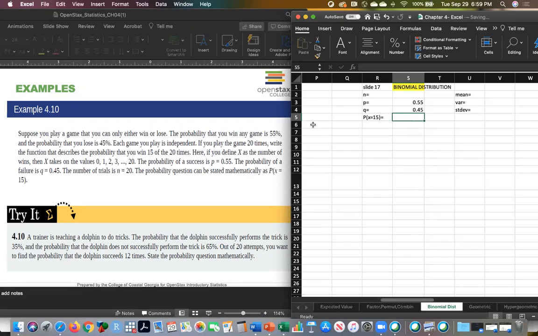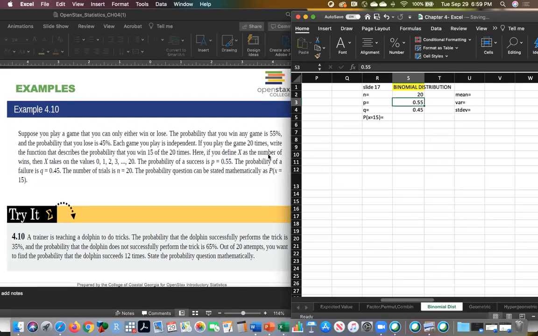So you are playing 20 games. Oh, okay, I have 20 games. So write the function that describes the probability that you win 15 of the 20. Of course, we are not going to do that. I'm not interested in that. I just want to know the probability.